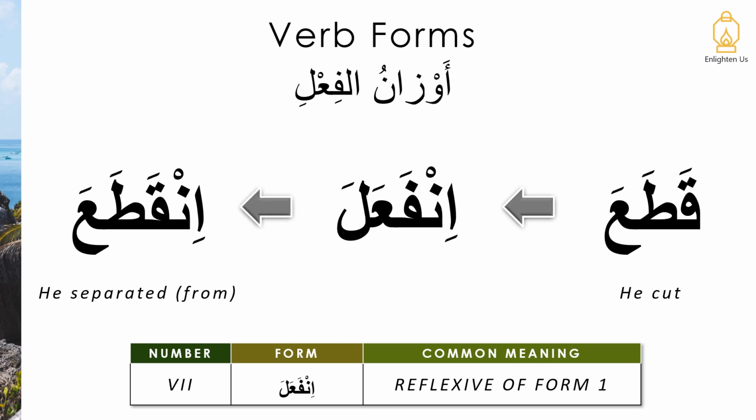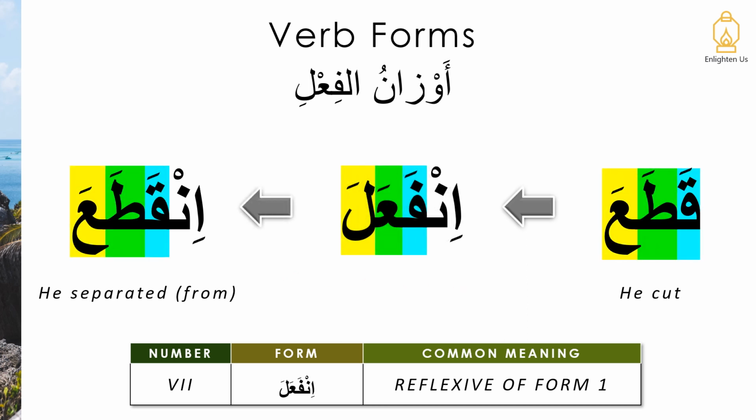How does this work? As we've seen before, the qaf corresponds to the fa, the ta corresponds to the ain, the ain corresponds to the lam. What are the additional letters? Our additional letters are this alif and the noon, so we add them on and we end up with inqata'a. And that's how we go from qata'a, which means he cut, to inqata'a, which has a meaning of he separated or he separated from.